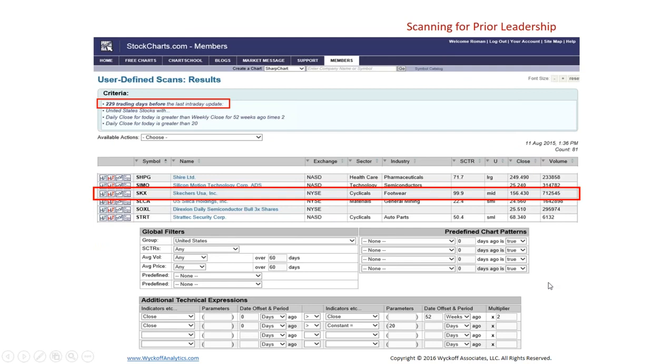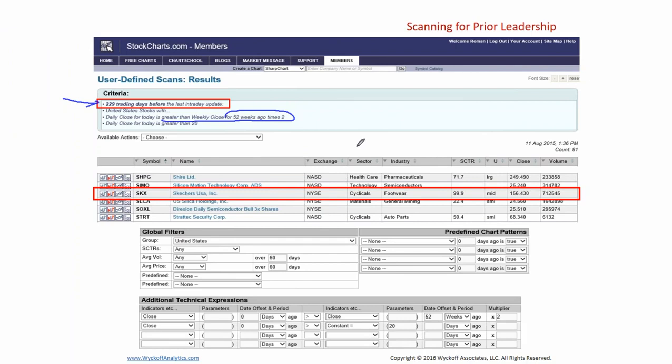Okay, what else could we do? How else could we find the same stock? So here is a stock charts example. So what I'm doing here is I'm creating the scan, and this goes into the history. So I'm trying to identify the same day as I was using that same tool. And what I want to do is I want to find all of the stocks that are greater than the weekly close of the 52 weeks times 2.